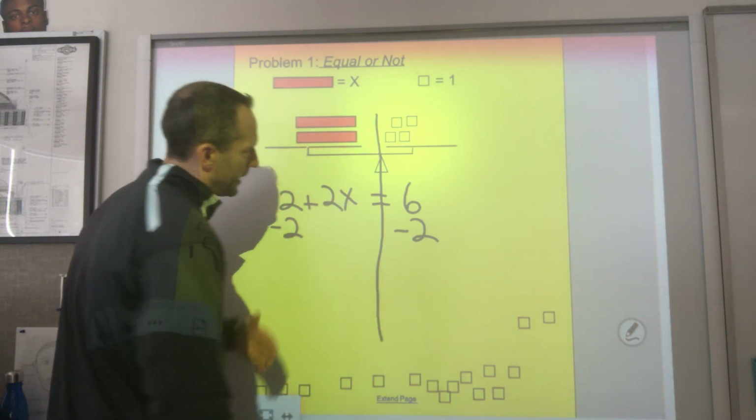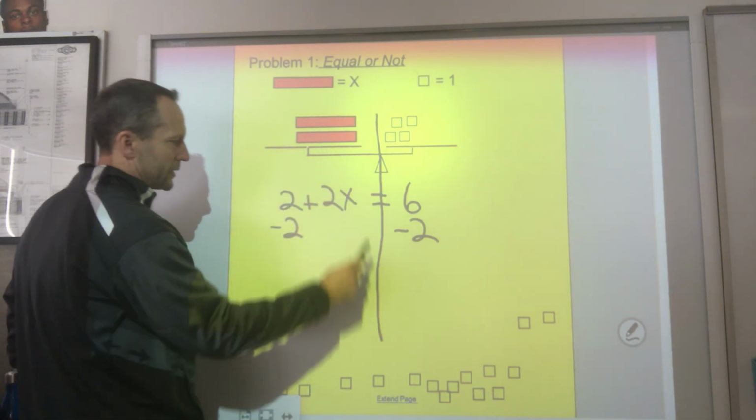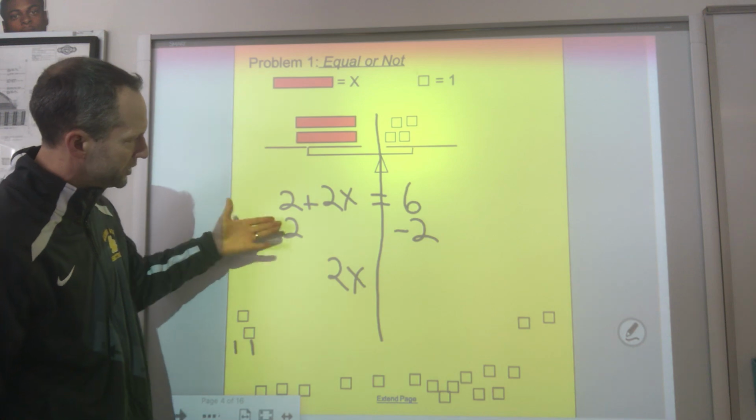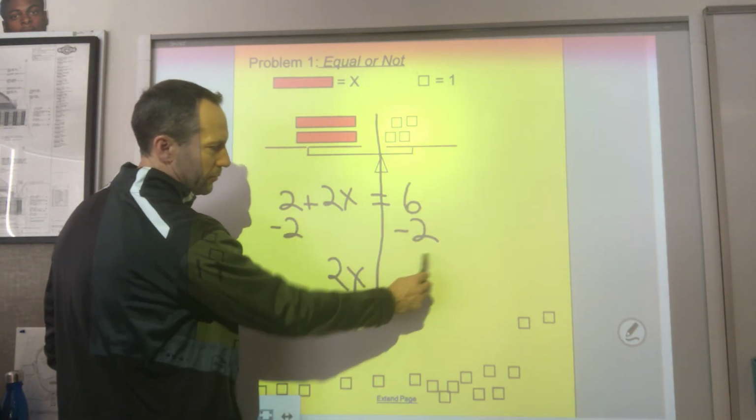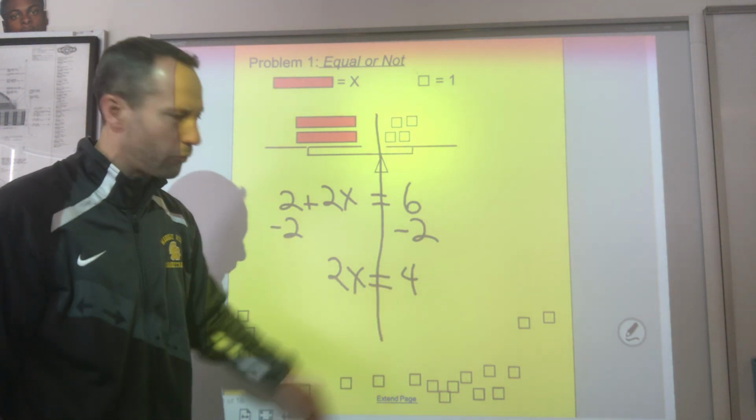So now I said, oh, what is left? What's remaining in my equation? And so we can see, well, we still have our two x's. Okay, so notice I brought that down. Notice 2 minus 2 is 0, so those are gone. Over here, after I remove two squares, I'm left with 4. So now I have the equation 2x equals 4.